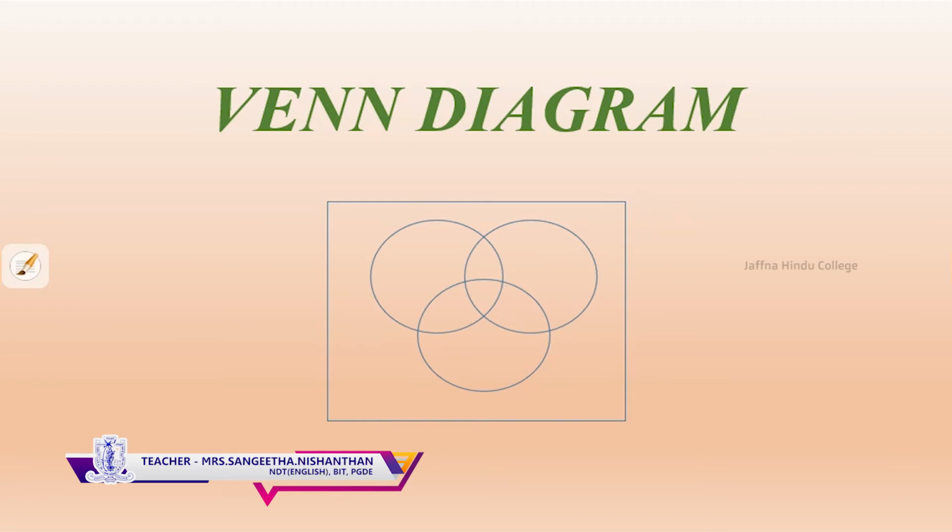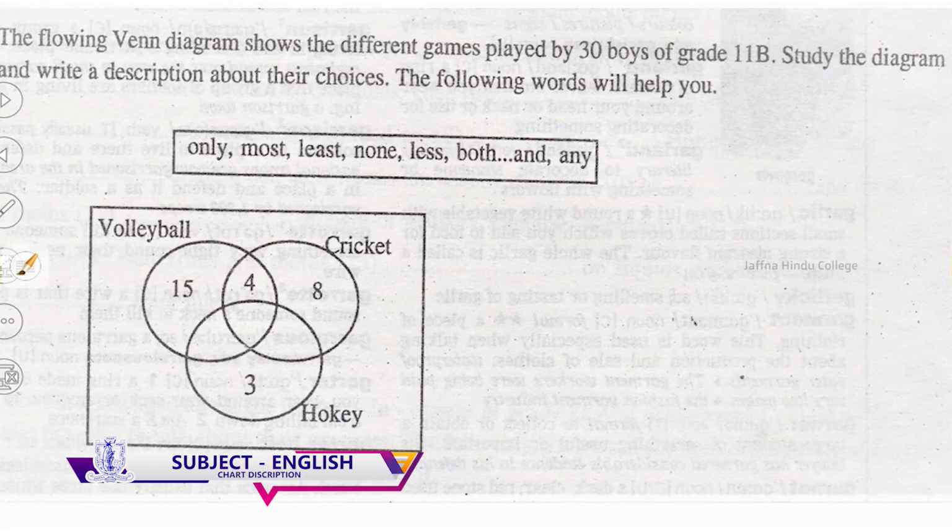It can also be a question in test number 14. Here only numbers will be used, no percentages. Look here. This is a question from a Western Province exam paper. The following Venn diagram shows the different games played by 30 boys of grade 11B. Study the diagram and write a description about their choices. Already you have studied the Venn diagram from grade 9, I think, in mathematics. So you are clear about what the Venn diagram represents.